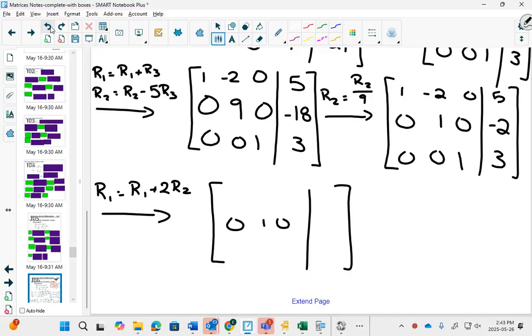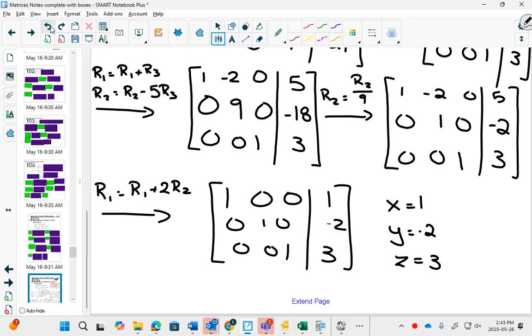So rows 2 and 3 aren't changing. If I take row 1 plus 2 row 2, this will still be a 1. This will be negative 2 plus 2, which is 0. 0 plus 0 will be 0. And 5 plus negative 4 is 1. So x equals 1, y equals negative 2, z equals 3.